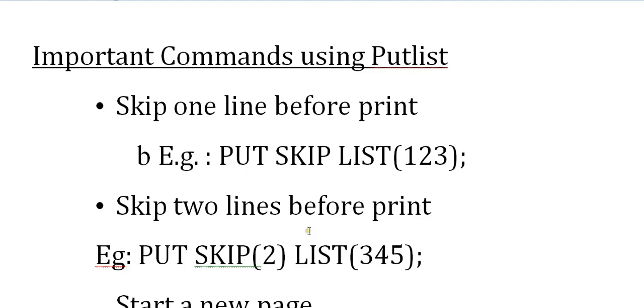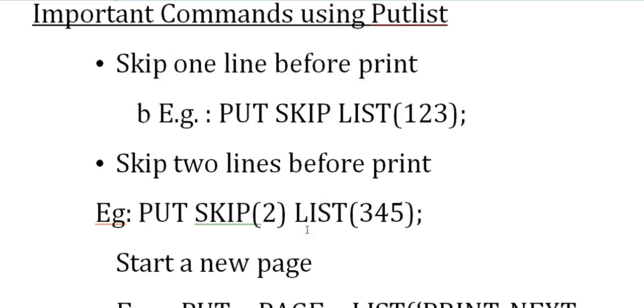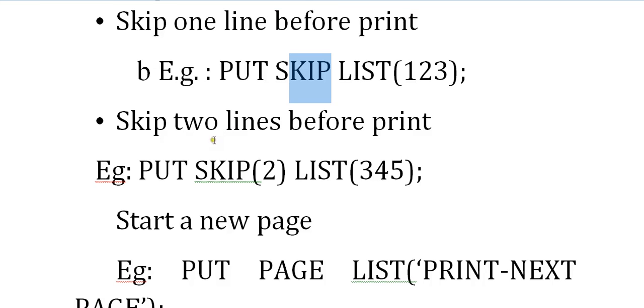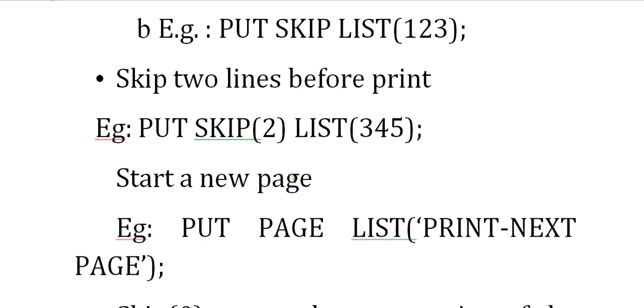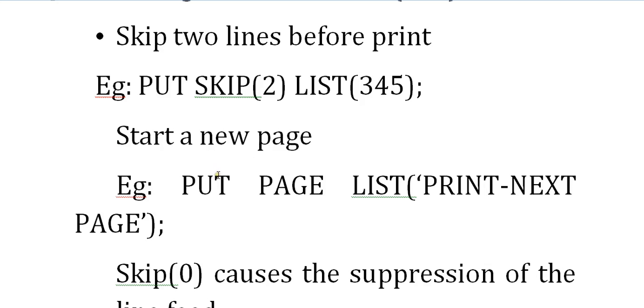Now, the important points we need to make sure of while using PUT LIST. Skip one line before printing: if you want to skip one line before printing, you have to use the SKIP keyword while using PUT LIST. In the same way, if you want to skip two lines, you give SKIP (2) so that it will print in the next two lines. It will skip the two lines and print on the third line. To skip to a new page, you can give PAGE.